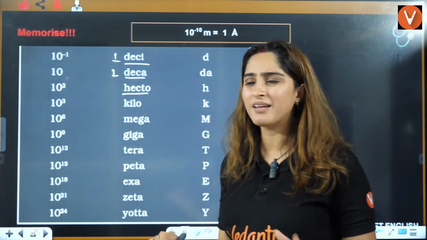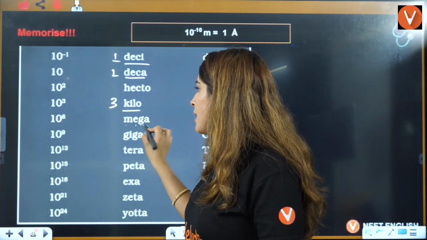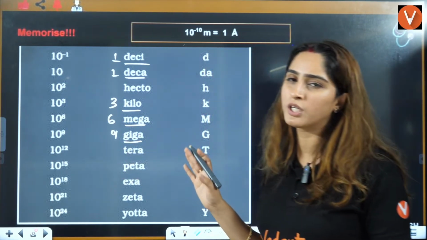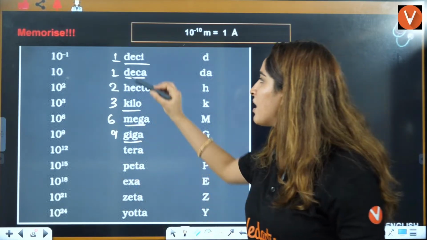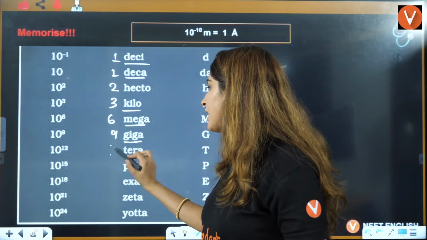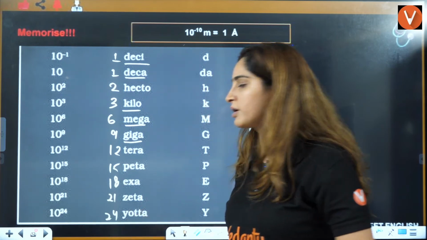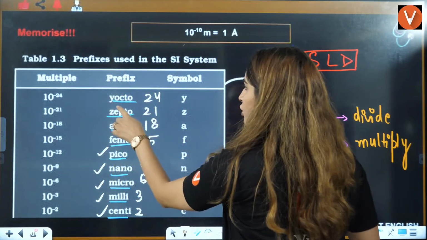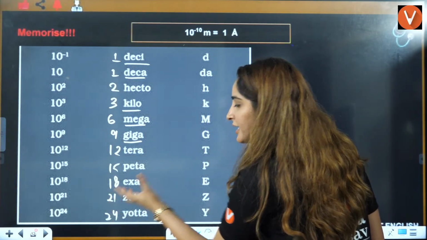Hecto is very rarely asked. I'll also tell you what is mostly asked. Kilo is 3, mega 6, giga 9, then you just have to add 3 each time. So hecto is 2. Same game: 1, 2, 3, 6, 9, then 12, 15, 18, 21, 24. Same thing. You just have to remember that when it is yocto, it is smaller, and when it is yotta, it is bigger.